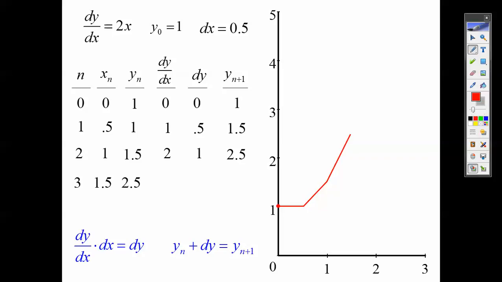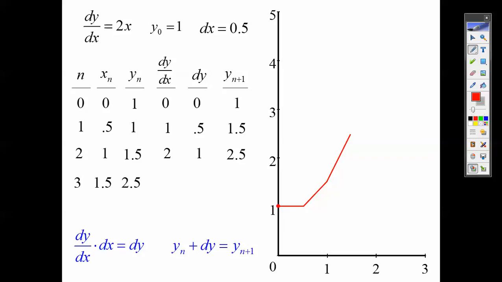I've done 1, 2. Now that first line doesn't really count. I mean, my first step was when I went to 0.5. So you're going to have 5 of these lines when you get done. Well, you actually don't have to do this last line because you're going to have it. So now we do our slope, so we plug in our 1.5, our x.